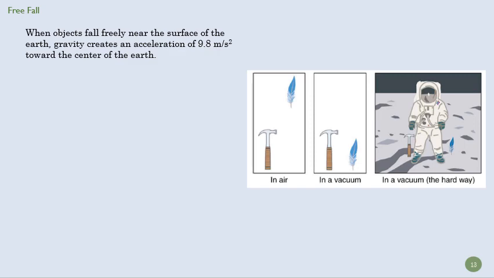In other words, if I drop something, a second later, if drag isn't important, it's going to be going 9.8 meters per second. 2 seconds later, it's going to be going 19.6 meters per second. In other words, 2 times 9.8. This is true of any object in a vacuum.